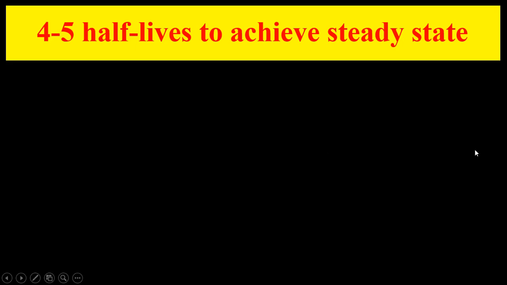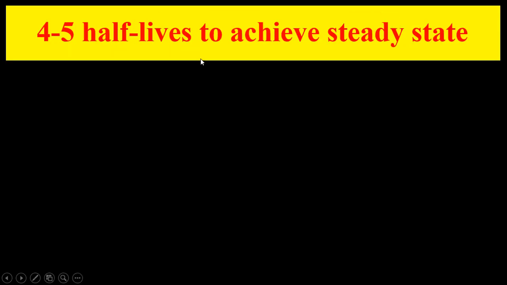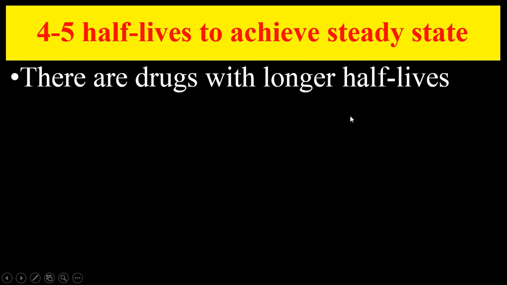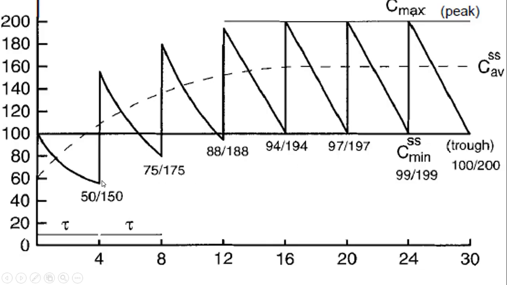Now, the one bad thing about this figure is that you have to wait 4 to 5 half lives to achieve this steady state, isn't it? There are drugs with longer half lives. Look, here we have waited 1, 2, 3, 4, 5 half lives to get this steady state plasma concentration, isn't it? We have waited that much.